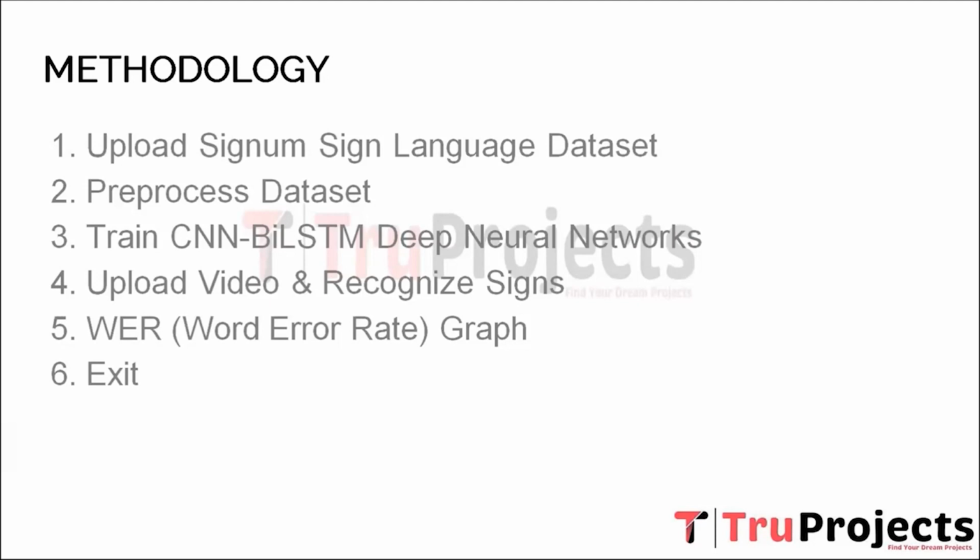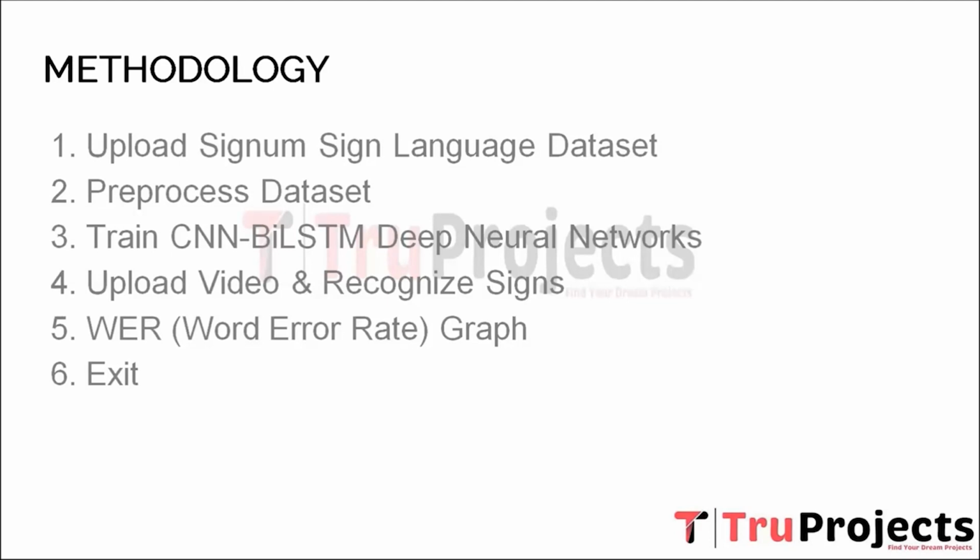Third, train CNN and BI-LSTM neural networks. Once the dataset is pre-processed, the next step is to design and train a neural network model to recognize signs from the pre-processed videos. In this case, the model being used is a combination of convolutional neural network, that is CNN, and bidirectional long short-term memory, that is BI-LSTM networks. CNNs are effective in learning spatial features from images and have been successful in various computer vision tasks. BI-LSTMs are a type of recurrent neural network, that is RNN, that can capture temporal dependencies in sequences, making them suitable for time series data like videos.